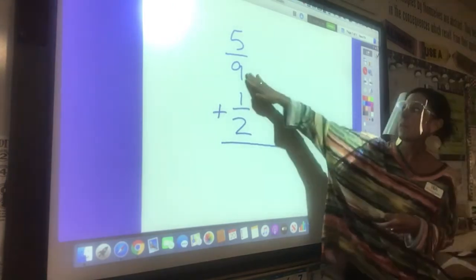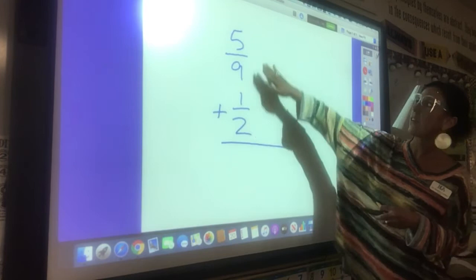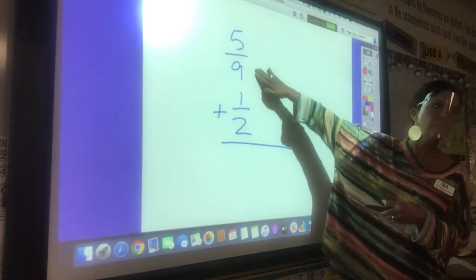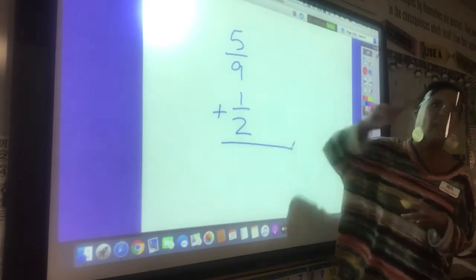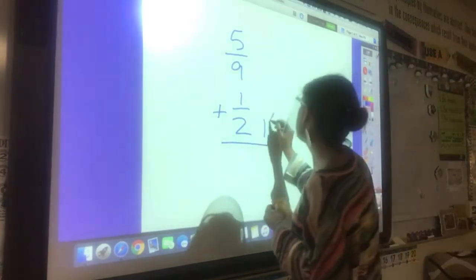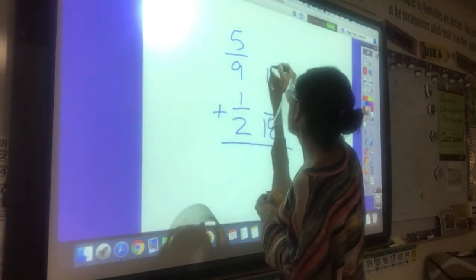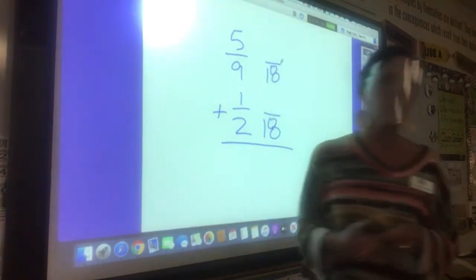If two numbers only share 1 as a factor, you multiply the two numbers. So what is our least common multiple, Giancarlo? 18. Okay, so 18 is our least common multiple. Again, that's why we memorize those 3 shortcuts.